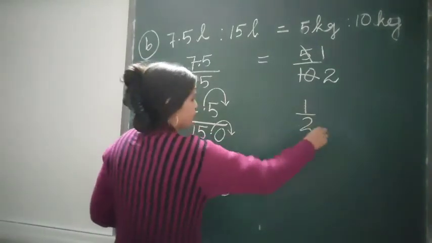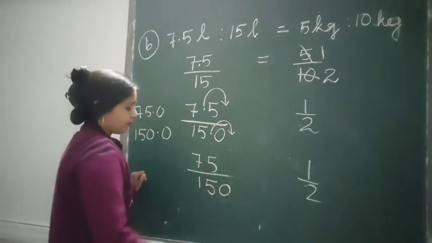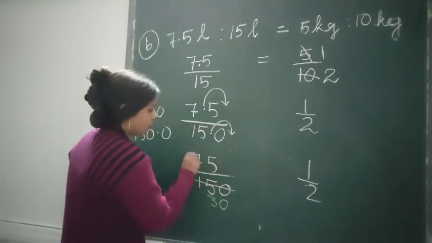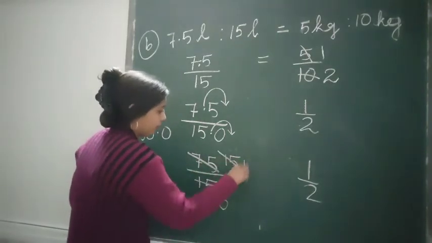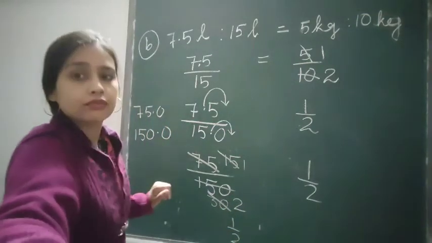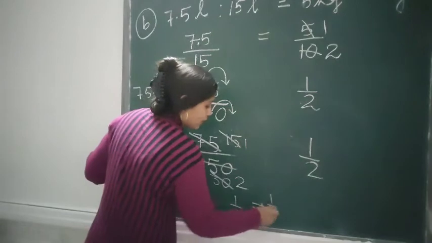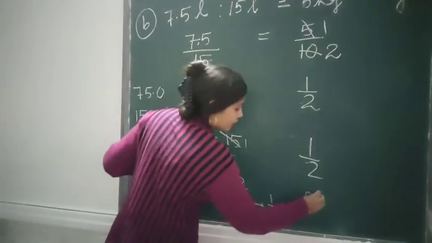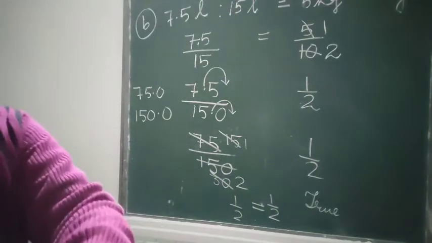So this is 1 by 2, this is 1 by 2. Now 75 and 150, both are divisible by 5. So 5 3s are 15, 5 0s are 0, 5 1s are 5, 5 5s are 25. Now 15 and 30, 15 1s are 30. So 1 by 2 equals 1 by 2. So is it true? Yes, the statement is true. So what are we going to write? Okay, so this completes the B part.